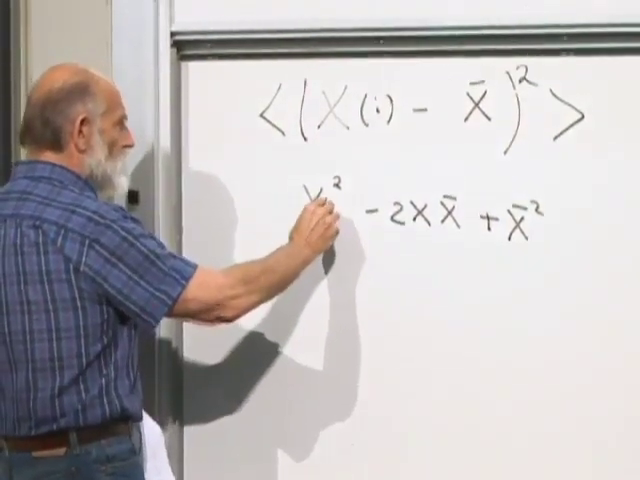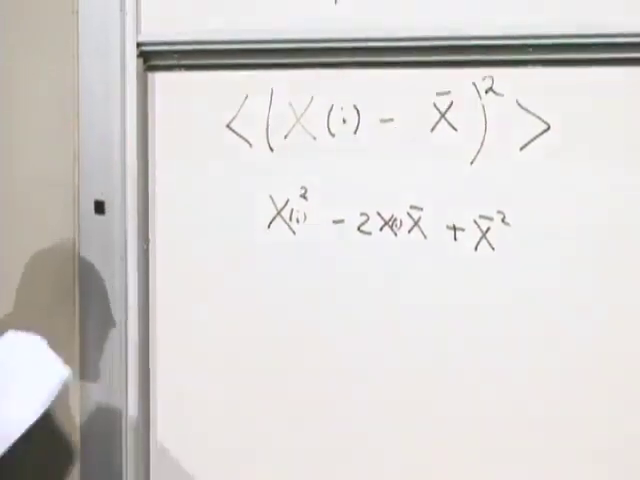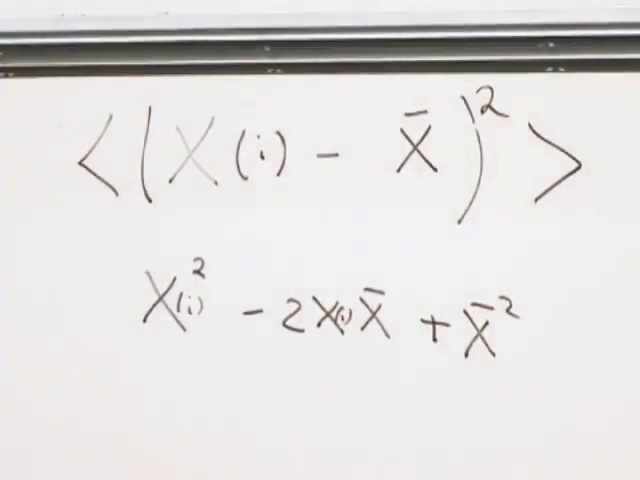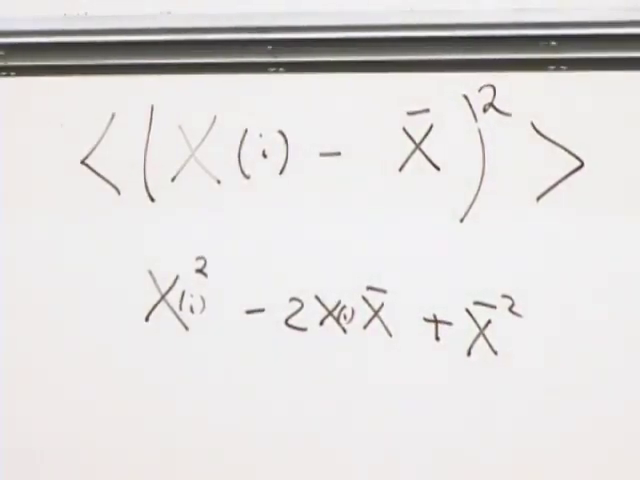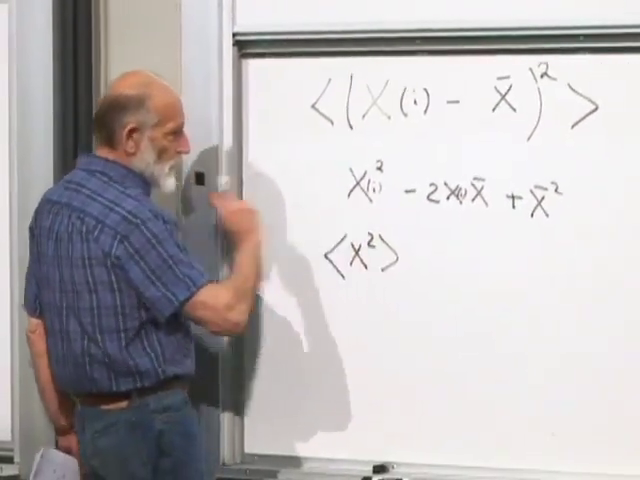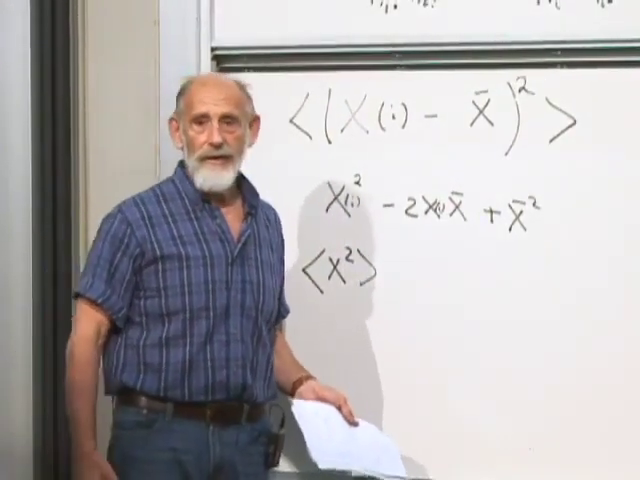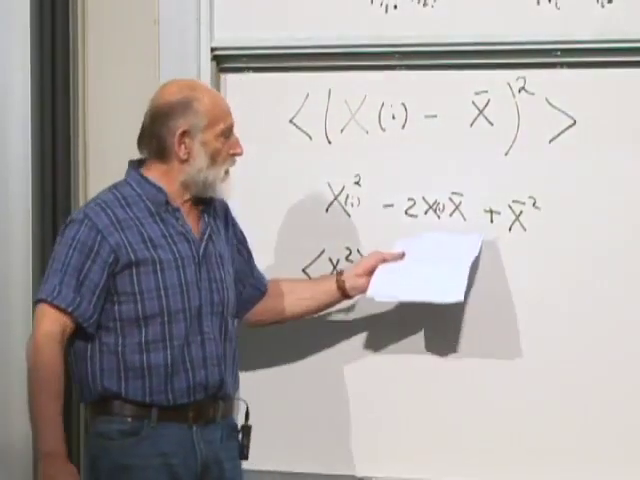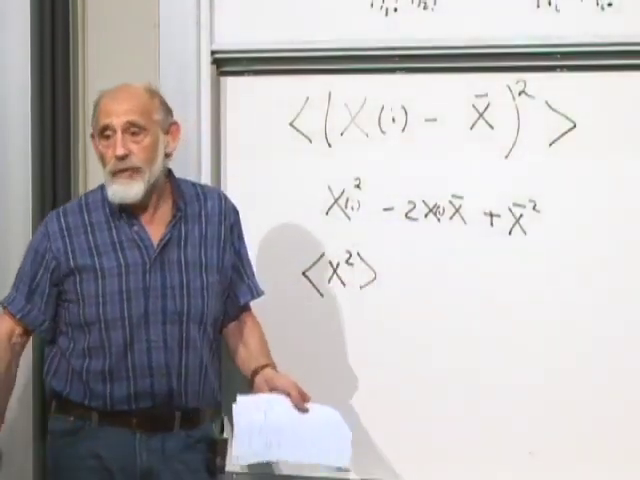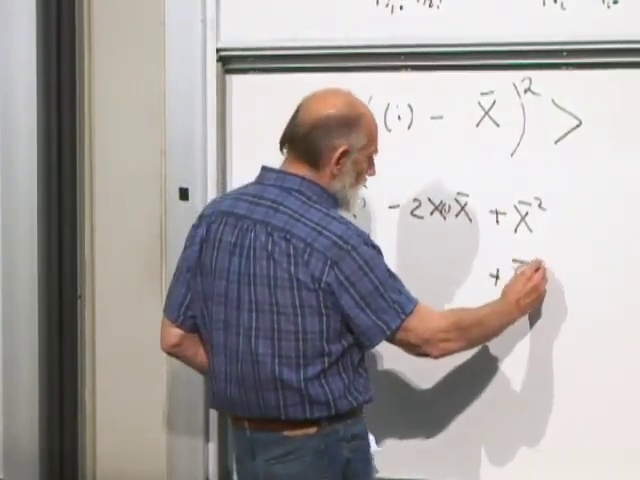If you like, call this x of i. And now we have to average this. First of all, what's the average of x sub i squared? Well, it's just the average of x squared. So this here is just the average of x squared. First term. What about the average of x bar squared? It's just x bar squared. x bar doesn't depend on i, it's just a number as far as i is concerned. And averaging a number is just the number. So this gives us plus x bar squared.